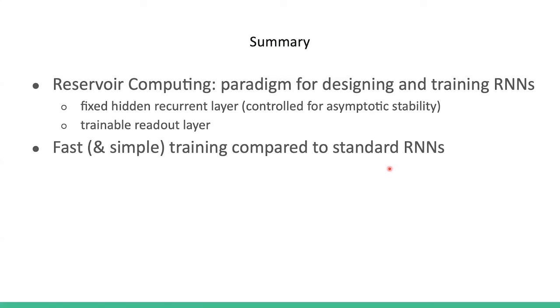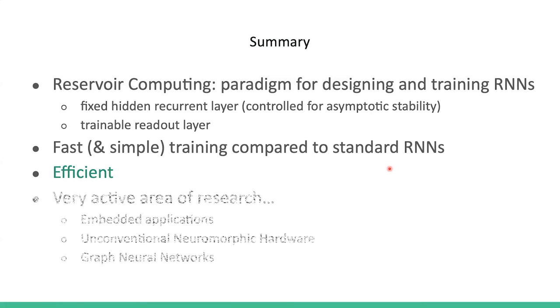There are a number of interesting properties, like the fact that these systems are fast and simple to train compared to standard recurrent neural networks, and of course also to long short-term memory networks and gated recurrent units. So the best plus that you have is efficiency. This system is much more efficient compared to other alternatives.